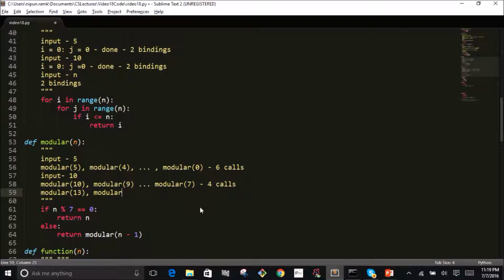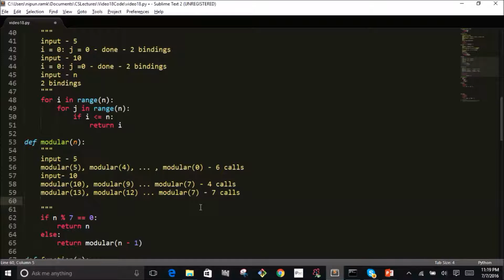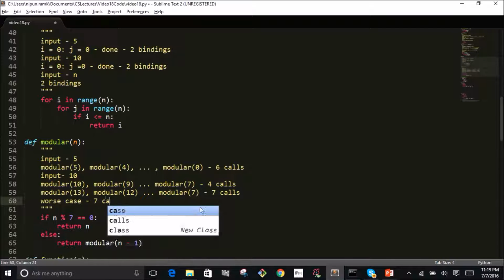So that's then we go modular 12, and then we actually have to go all the way to modular 7 before this thing actually returns. So this actually ends up in a whopping 7 calls. Oh man. So it seems that our worst case input, so worst case, we get 7 calls.